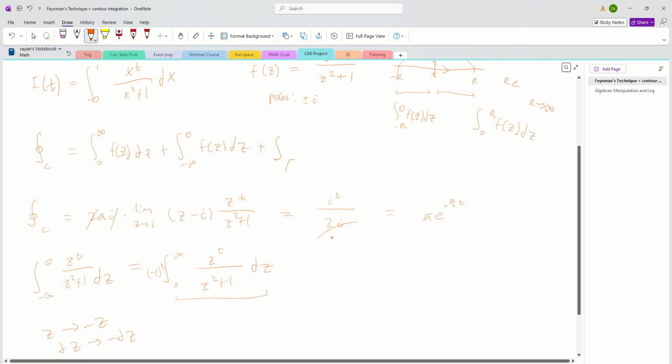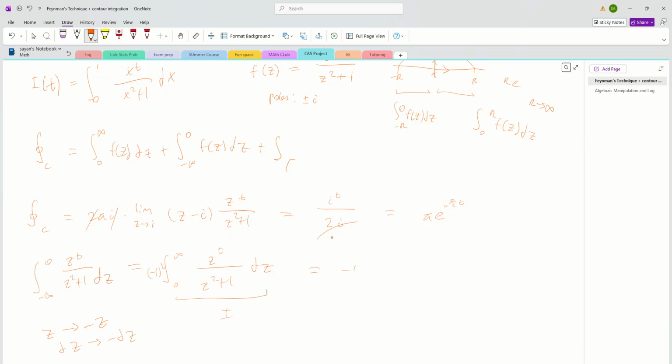Right, so let's just call this I. So this is going to be equal to negative 1 to the t I. This will be I. And this we just figured out is negative 1 to the t I. And so solving I is what's going to help us solve our original integral.